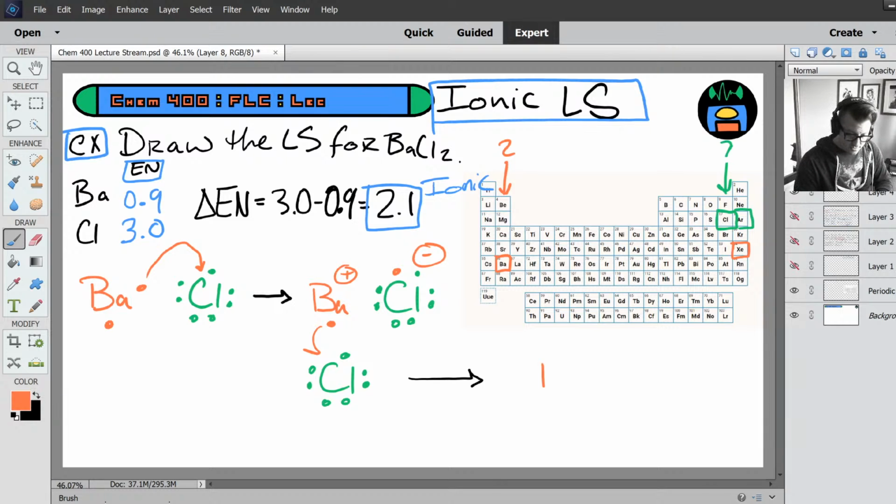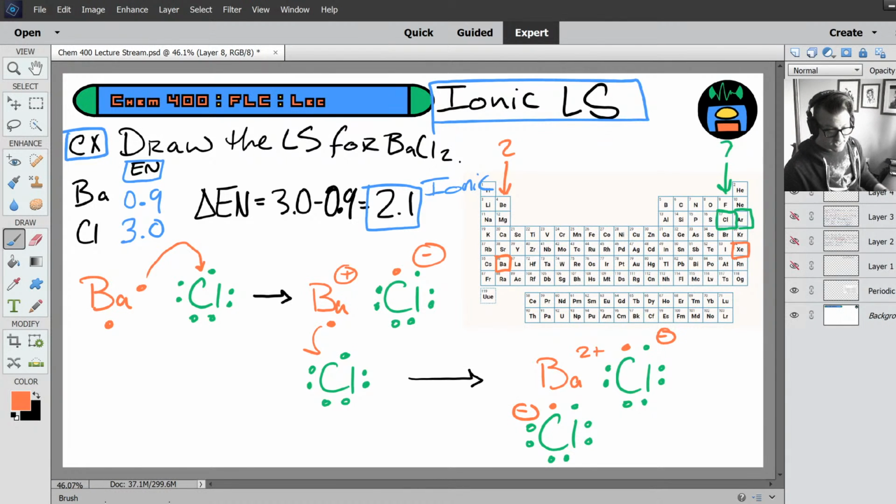When it does, now barium has lost 2 negative charges, right? So we have our first chloride hanging out with its charge of -1. But now we have a second atom of chlorine that has taken an electron from barium, which picks up its own charge. The second atom of chlorine is now a second ion of chloride. And this is the Lewis structure for barium chloride.